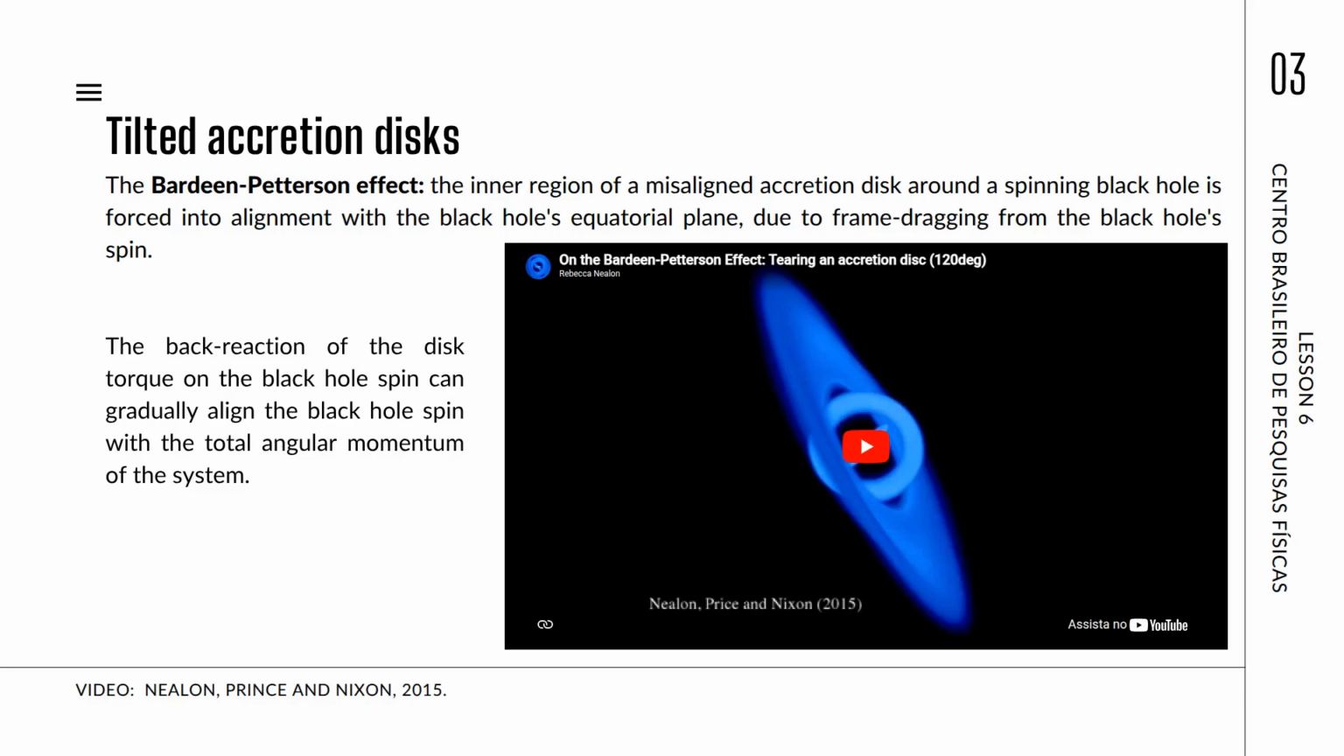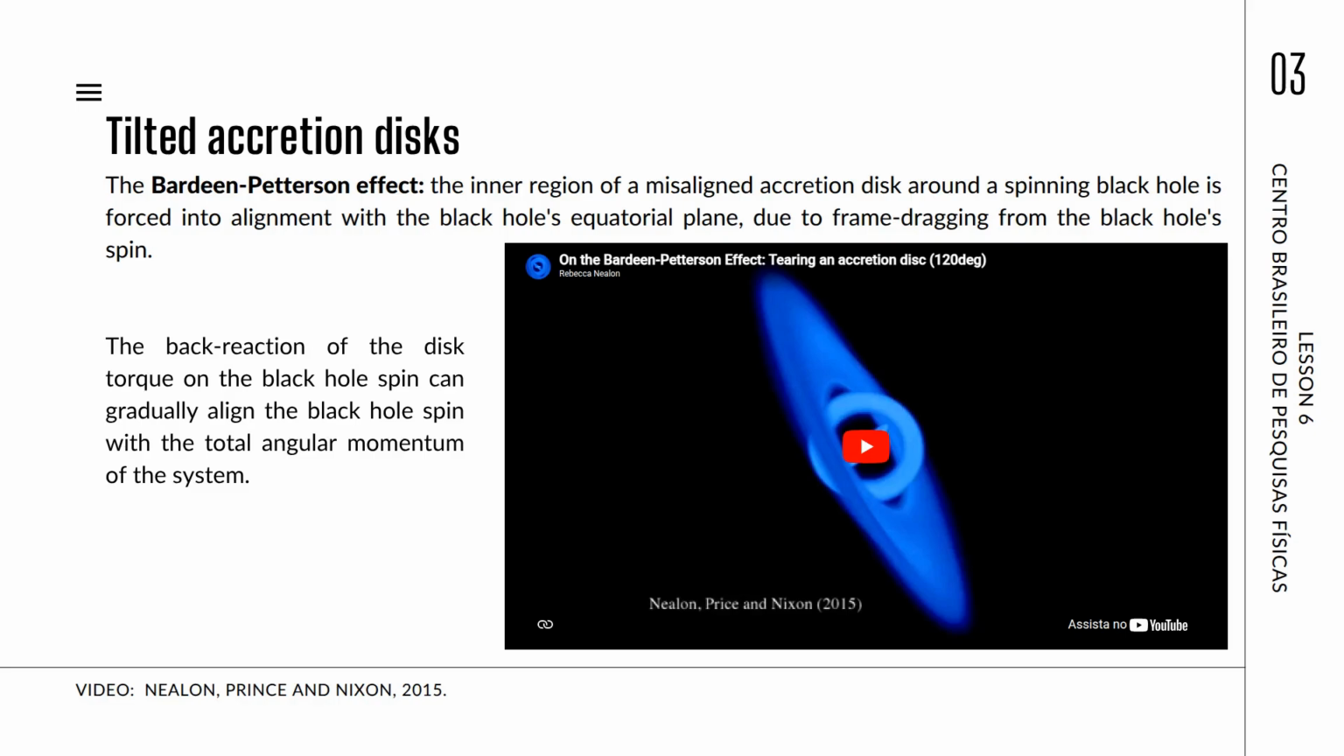So we have the angular momentum of the disk and the angular momentum of the black hole, which is typically much, much larger than the angular momentum of the disk. But the disk can affect the angular momentum of the black hole, pushing it towards the direction of the total angular momentum. Okay, so they can influence each other.